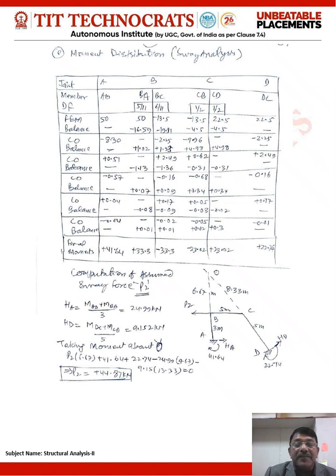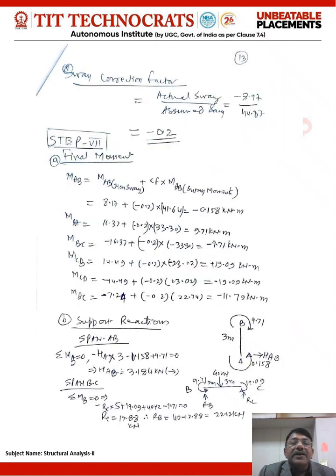anti-clockwise nature at C. Alright, so thus we are able to find the force P2, the assumed sway force causing the development of the reactions at A and D, HA and HD. Alright, so the sway correction factor: the initial sway obtained during the non-sway analysis was minus 8.97, and the assumed sway force just now computed was 44.87. So we are able to find the value of the sway correction factor as minus 0.2.